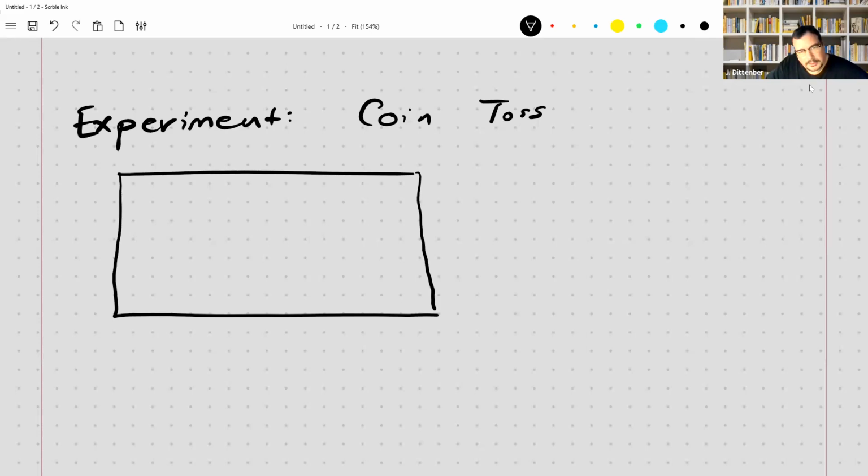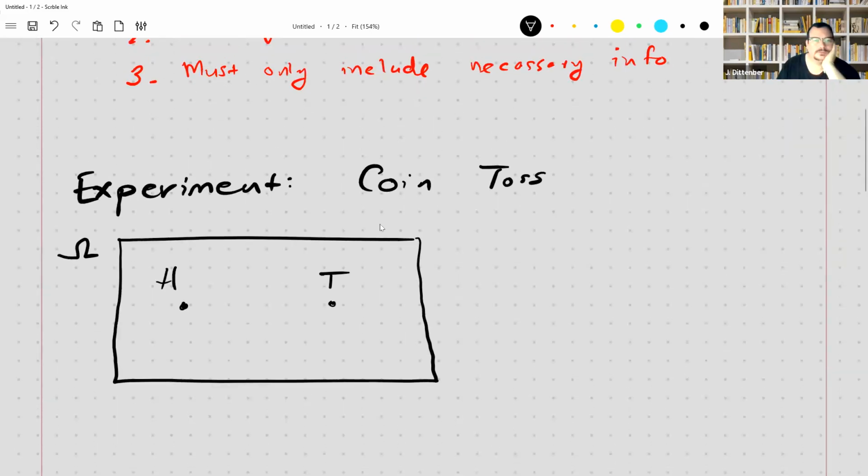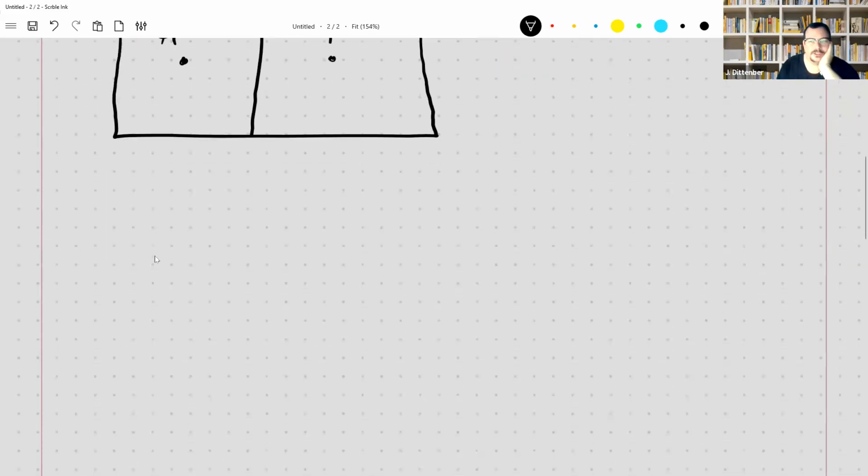And I'm going to call it omega. So in the example of tossing a coin, our sample space will include basically two outcomes. We have heads and we have tails. And we only have heads and tails. We have nothing else. Let me give you another definition. And these are mutually exclusive, so I could just draw a little line down the middle of this. Okay, so that's a visual representation.